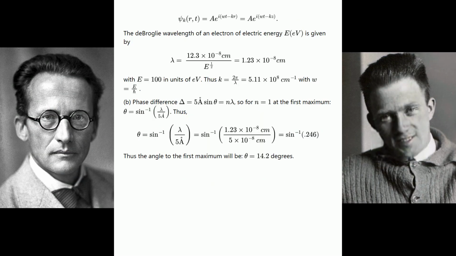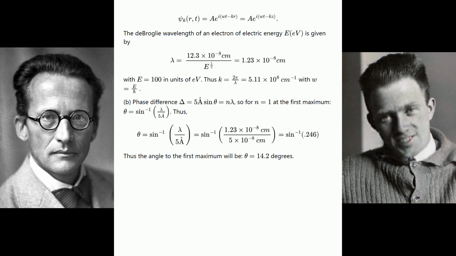See the equation. The de Broglie wavelength of an electron of electric energy E in eV is given by the next equation, with E equals 100 in units of eV. Thus k equals 2 pi over lambda equals 5.11 times 10 to the 8th power times cm to the minus 1 power, with omega equals E over h-bar, where h-bar is h over 2 pi.